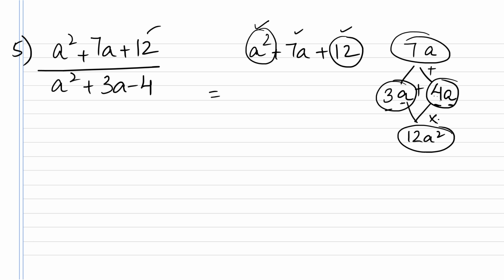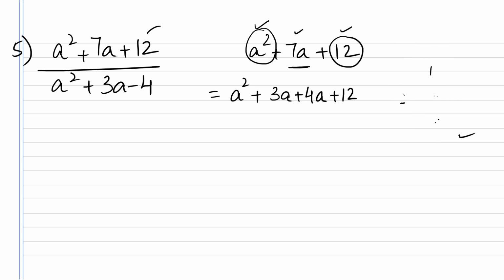So what we are going to do: a square plus, for 7a, I am writing 3a plus 4a, plus 12, because 3a plus 4a gives you 7a and 3a and 4a multiplication gives you 12a square. Now these are four terms. How will you simplify it further? We will regroup them. I'll place a square plus 3a in the first group and 4a plus 12 in the second group.